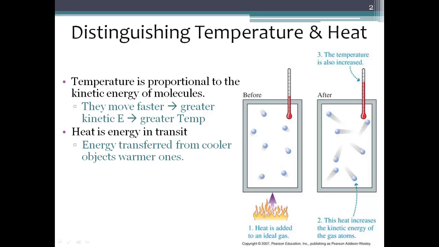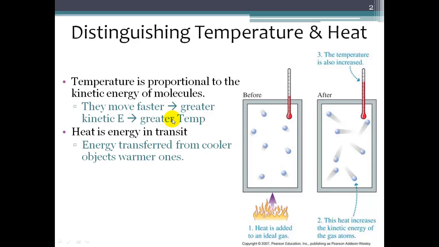Temperature is proportional to the kinetic energy of molecules. So here I've got two gas samples contained in a chamber, and you can see the molecules are moving rather slowly here, therefore the kinetic energy is low. Once I apply some heat to the sample, the molecules move faster. There's more kinetic energy, and therefore there will be greater temperature in this gas chamber. So the faster molecules move, the greater their kinetic energy and the greater the temperature.